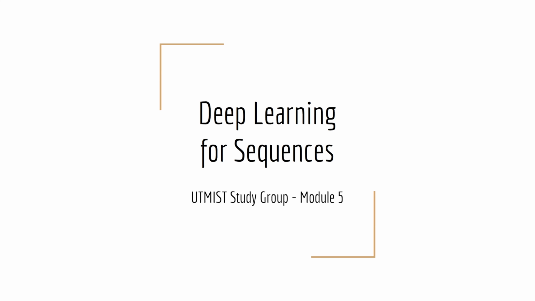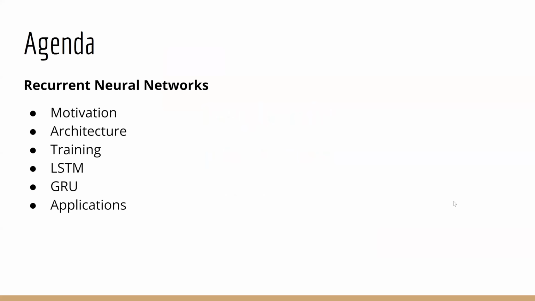But today we're focusing on module 5, so we'll dive deeper into deep learning specifically for sequences. Today's agenda will be focused on recurrent neural networks. So this is the network model used for sequences. These are the topics that we'll be going over regarding this.